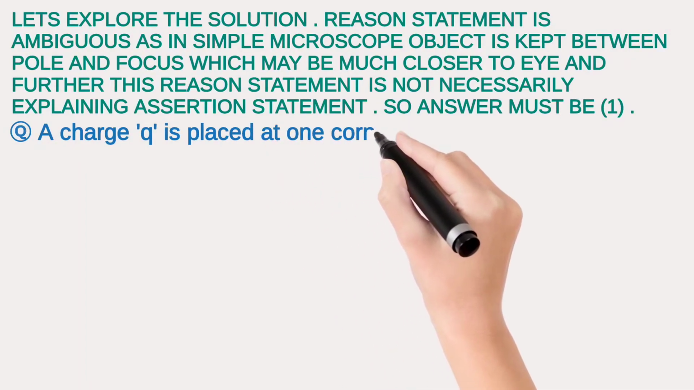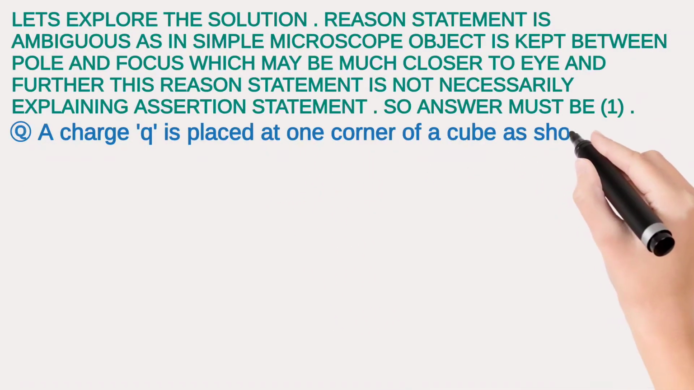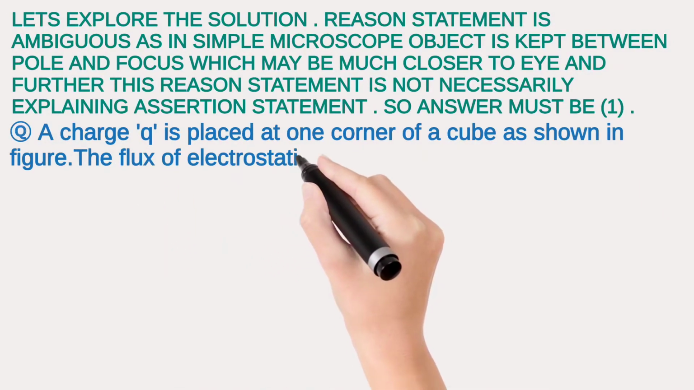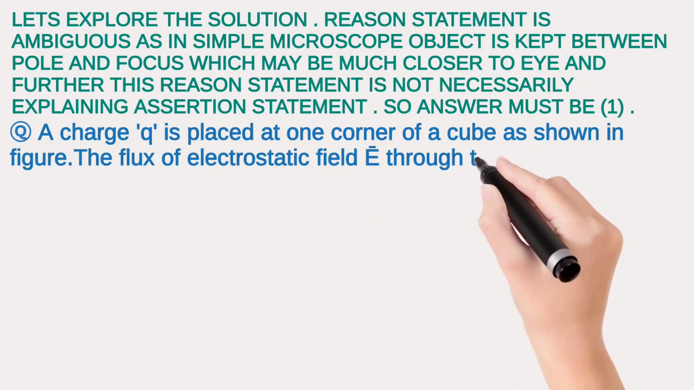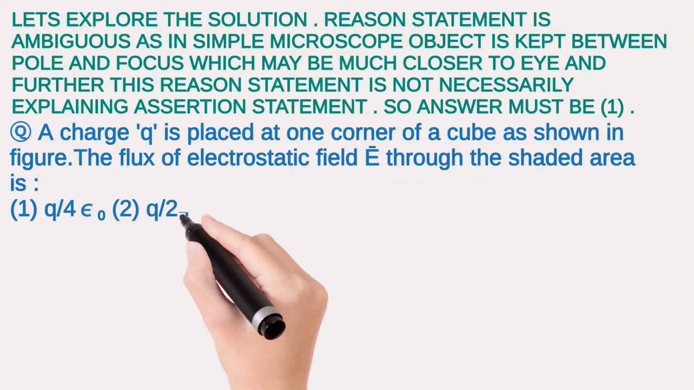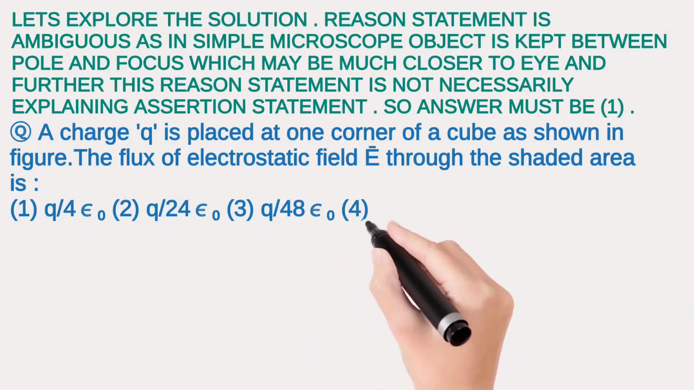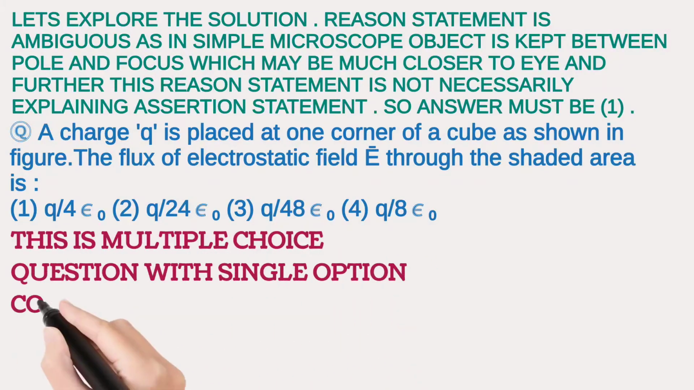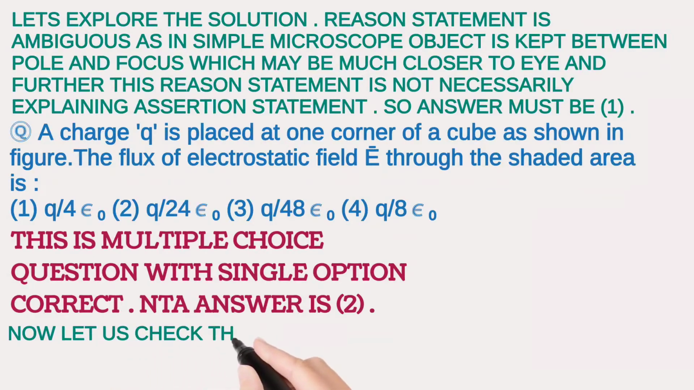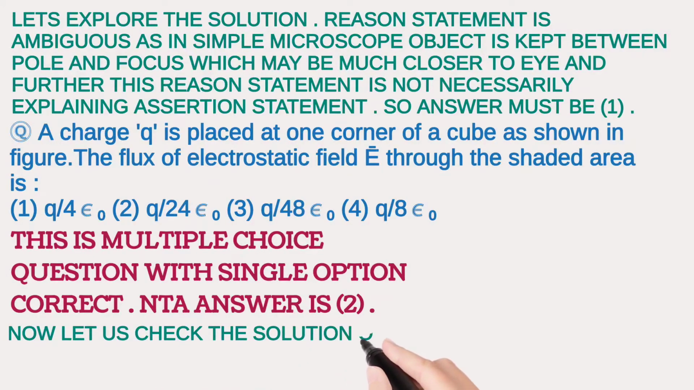The charge Q is placed at one of the corners of a cube as shown in the figure. The flux of the electrostatic field through the shaded area is: first, Q by 4 epsilon naught; second, Q by 24 epsilon naught; third, Q by 48 epsilon naught; fourth, Q by 8 epsilon naught. This is a multiple choice question with a single option correct. NTA answer is 2.